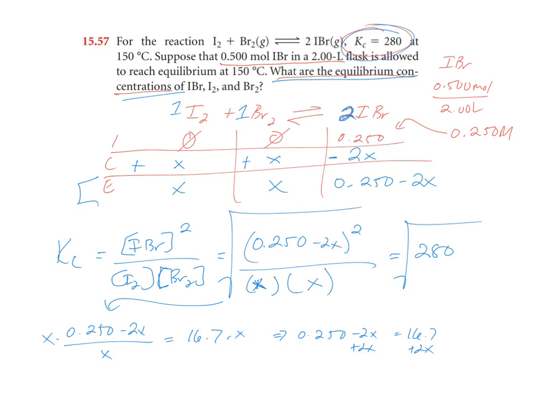Now I'll go down here. I get 0.250 equals 18.7x, excuse me. Divide both sides by 18.7. And x is, I think it's 0.0133.